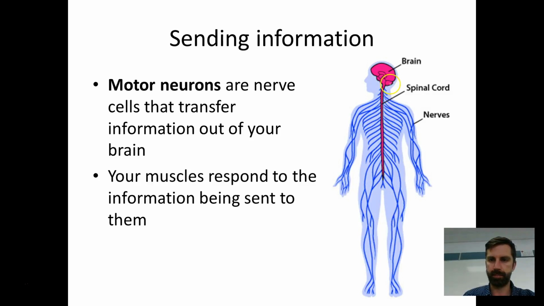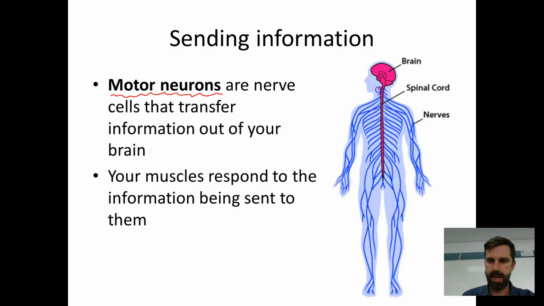If the brain needs to send information, then we use something slightly different, not sensory neurons, but motor neurons, which are also nerve cells. And we'll talk about what nerve cells are in just a moment. Those are used to transfer information out of your brain, and this also comes via the spinal cord.